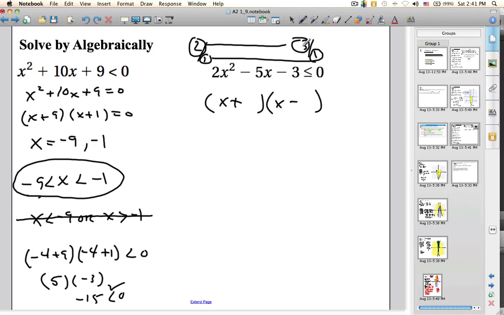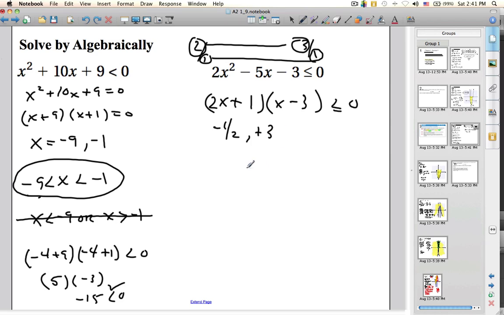I'll get negative 6 by putting the 3 with the minus, which means the 2 goes over here. Then this is a 1, and that's already a 1. This is my factored value. When I determine my critical values, it's going to be negative 1/2 and positive 3. Those are my critical values.